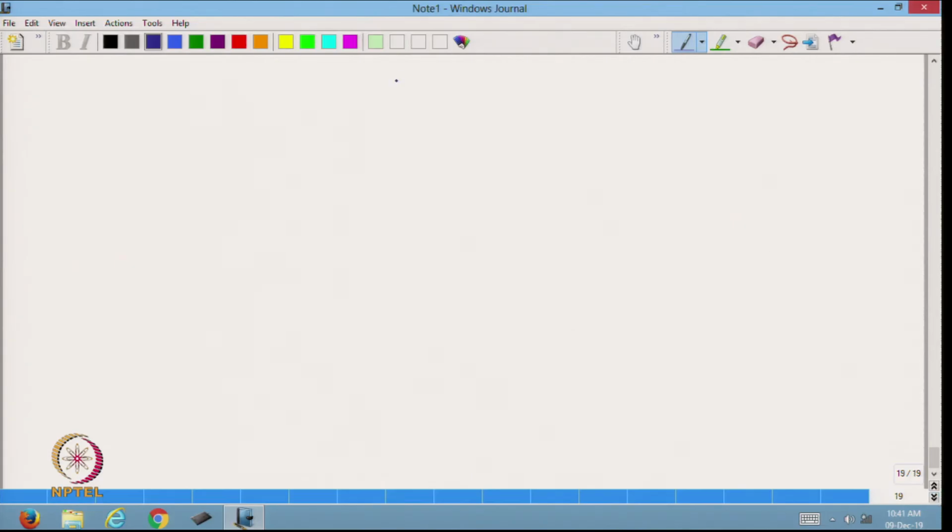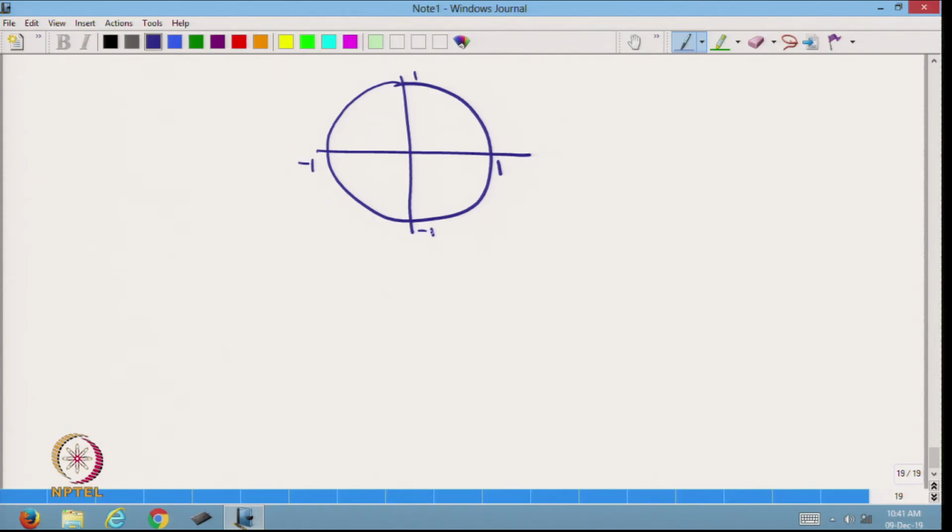So, let us consider a unit circle. The radius is 1 and suppose this is the center and consider this circle of radius half.